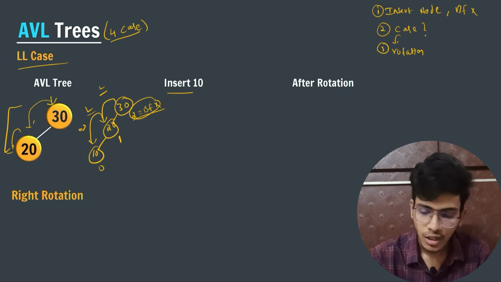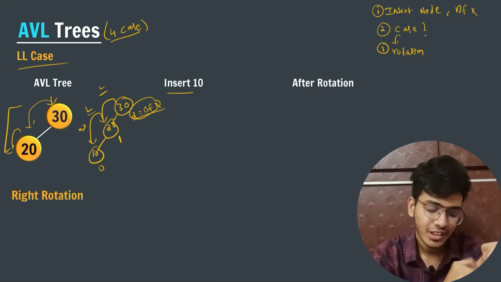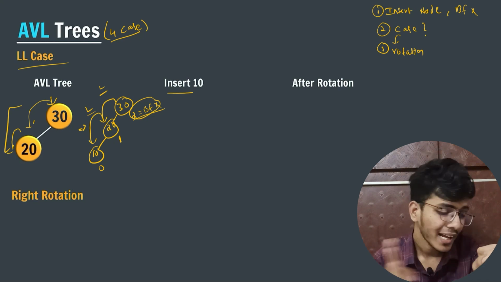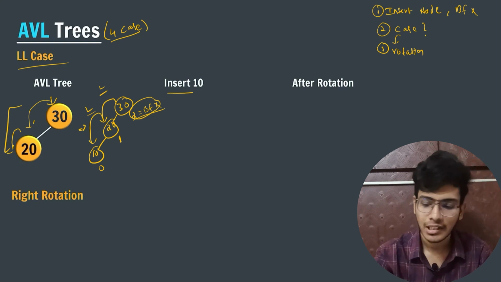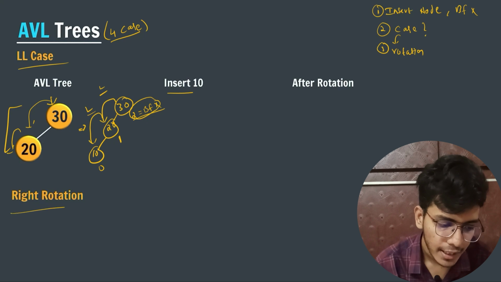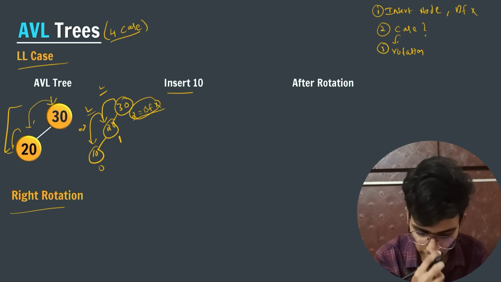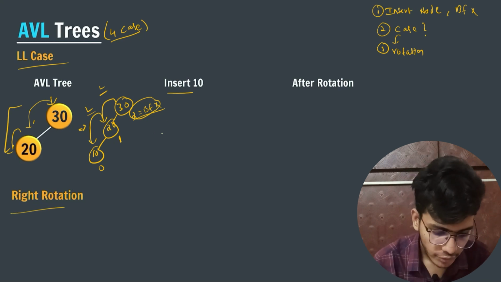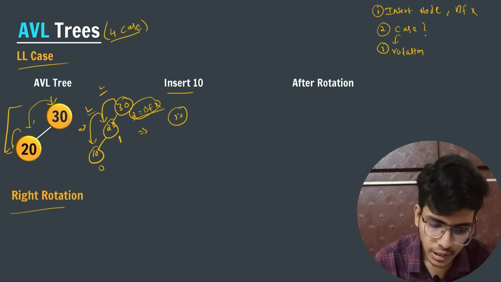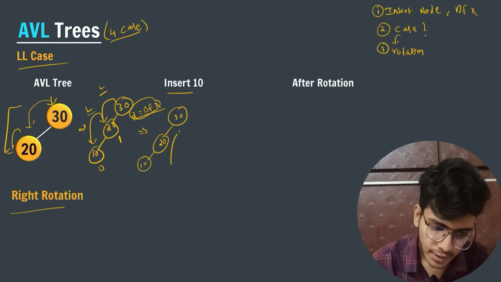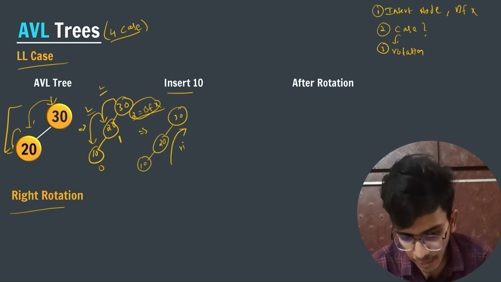If I insert an element on the left side and this is the case, then what I will do is perform a right rotation. After performing the right rotation, my tree will become balanced. So this is the tree I have: 30, 20 and 10. So I will perform a right rotation.